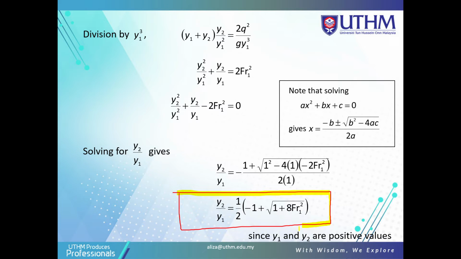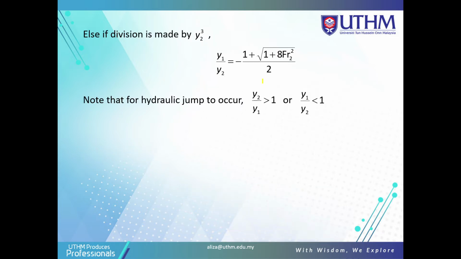To get the y1, y2, you solve the y2 and y1 here based on this formula. Since y1 and y2 are positive values, if division is made by y2 to the power of 3, you get this here. For y1 over y2, with the Froude number squared, you get the negative here. If division is made by y2, you get this. All the formula is given, no need to worry.